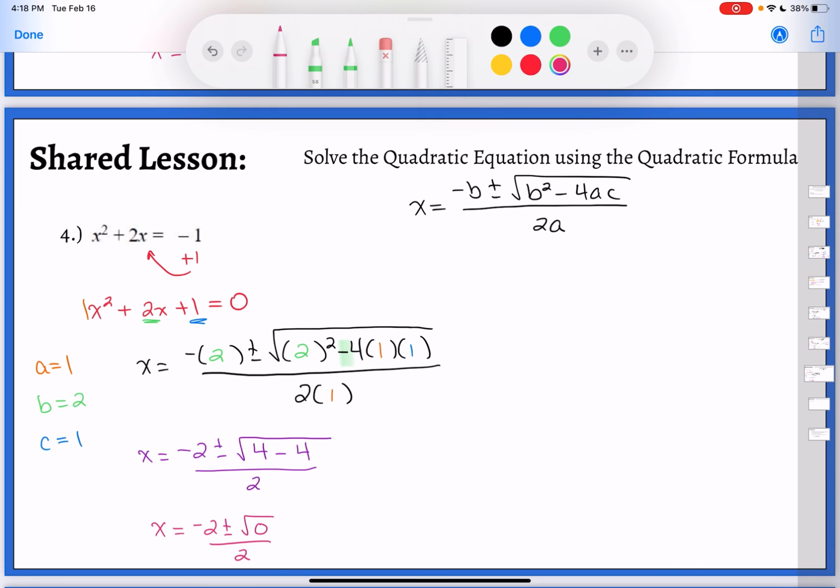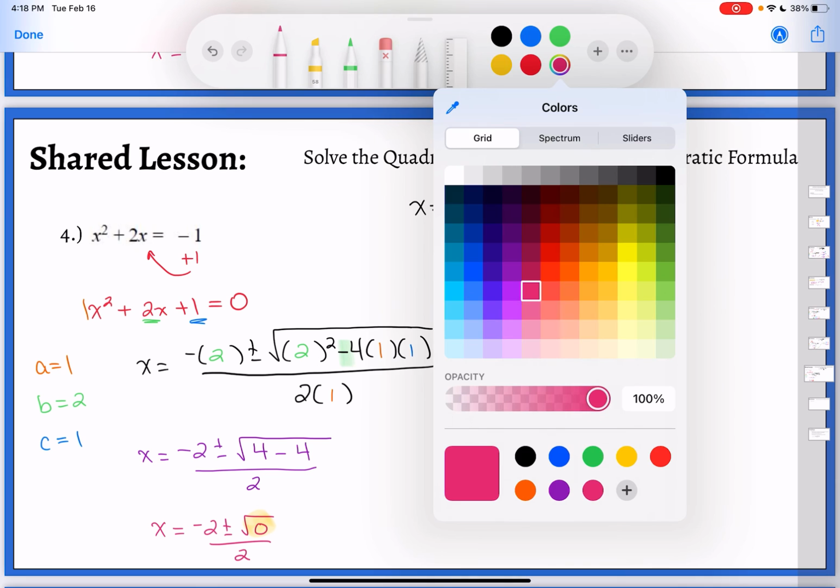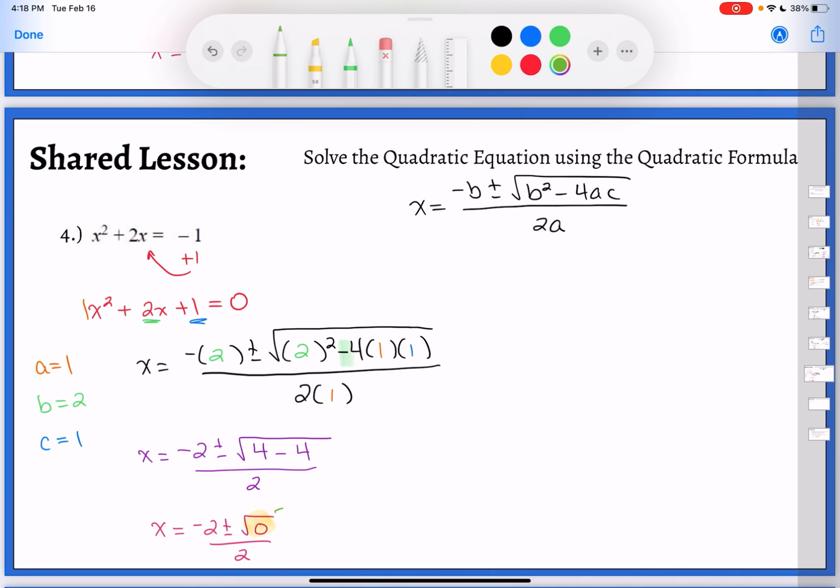Don't worry. The square root of 0 is 0, right? What times itself gives me 0? Yeah, that would be 0. So this kind of just cancels out, right? It's negative 2 plus or minus 0. So it becomes x equals negative 2 over 2.